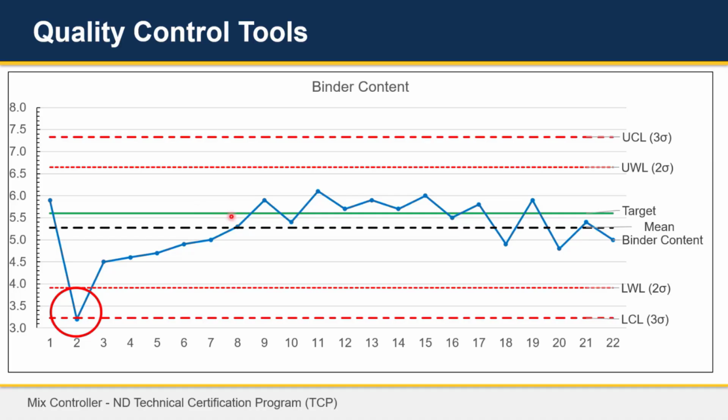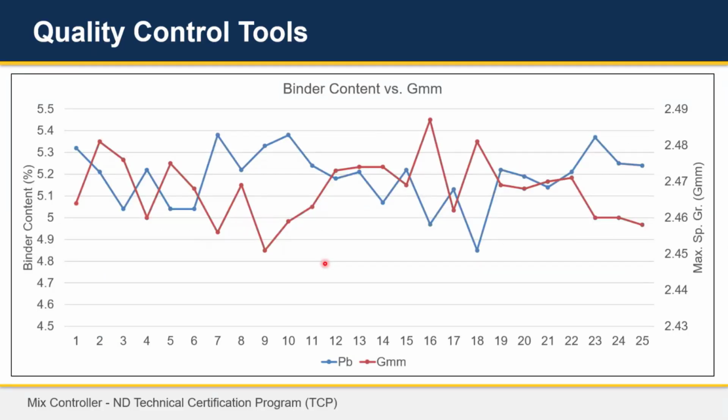This is about having a process that is in control, that is around the target and has low variability. That's what a control chart allows you to do. Okay, so and I'm not just overreacting to one test over another. Okay, they have all sorts of different control charts. This is one I also like. This is binder content versus maximum specific gravity. All right, 2 common things that we test for.